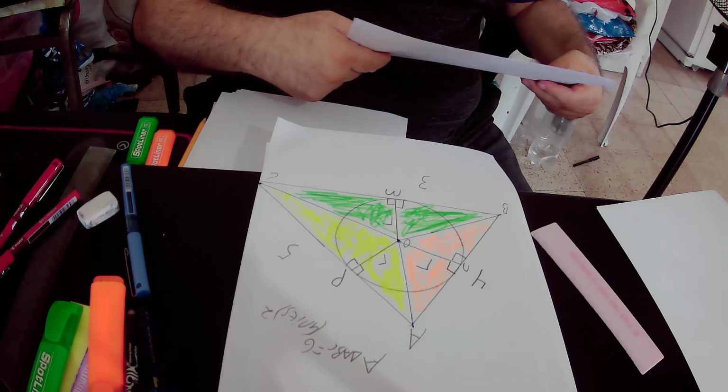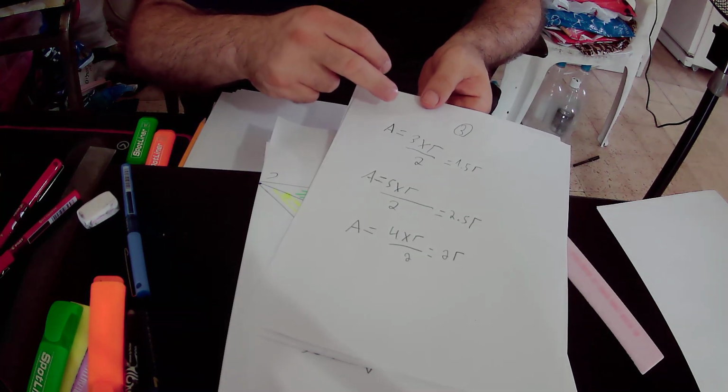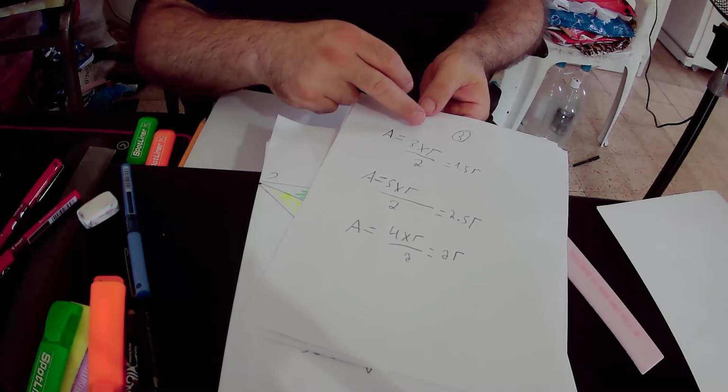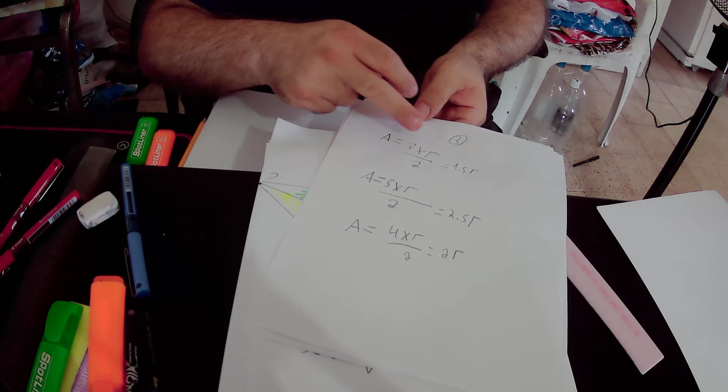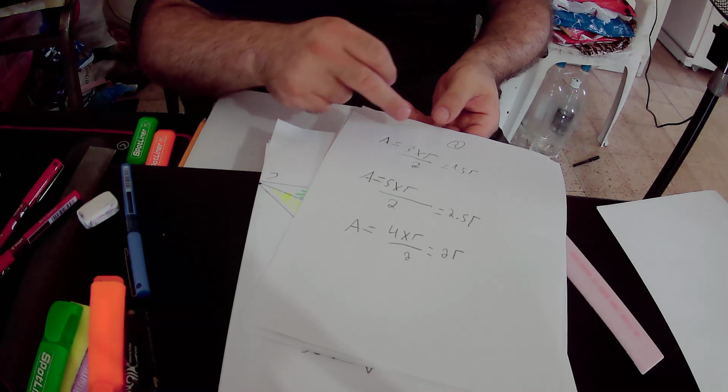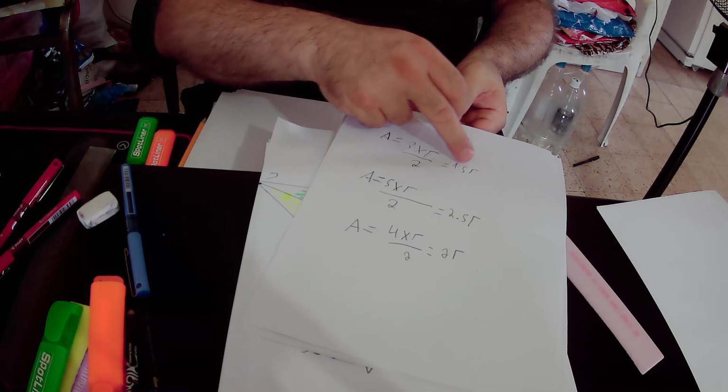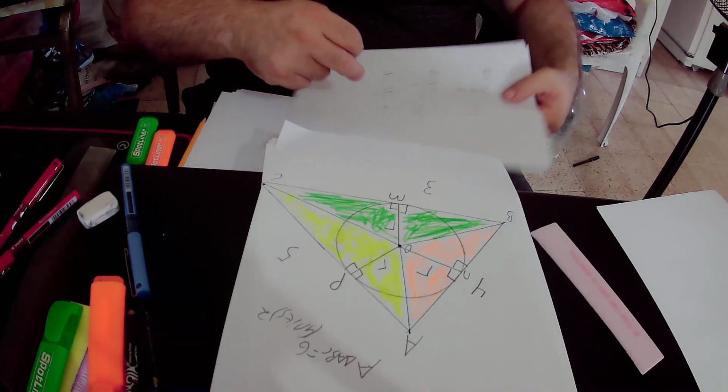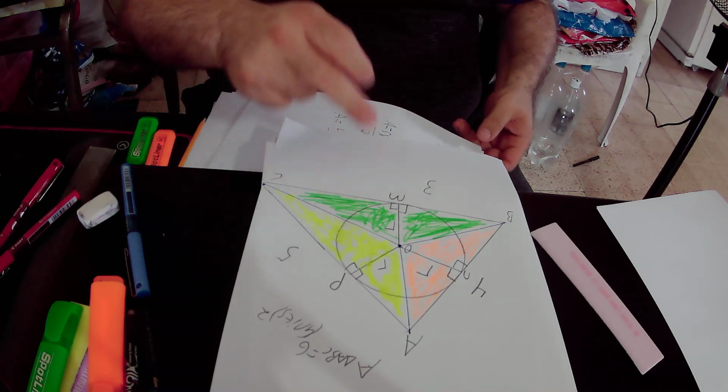So the area of the green triangle equals the base of the triangle, that is 3, times the height, that is the radius, all divided by 2. Or the area of the green triangle equals 1.5 times the radius. In the same way, we can calculate the area of the yellow triangle.